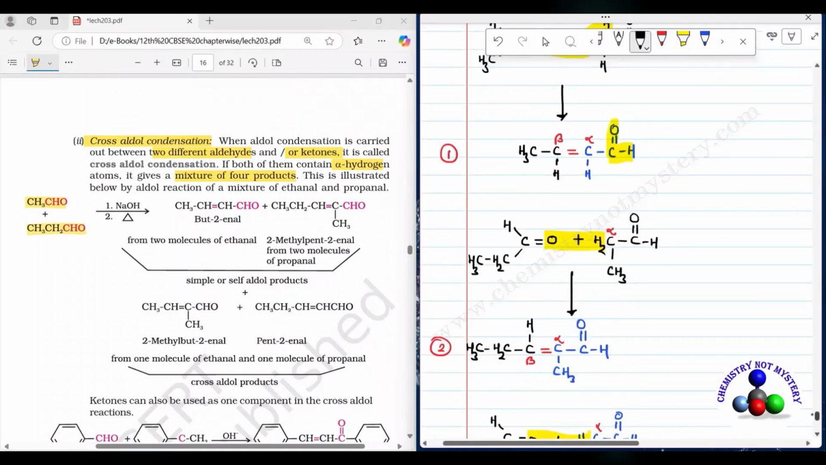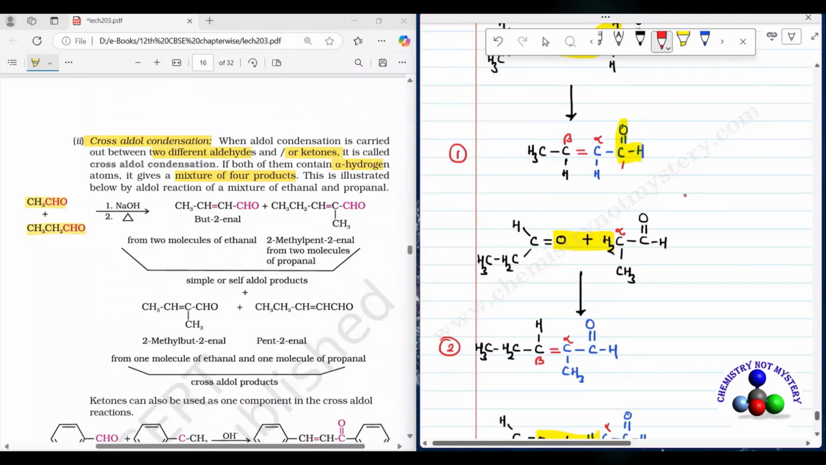Now write the IUPAC name of these products. First of all, number the chain. So we will start numbering from here 1, 2, 3 and 4. As it contains a 4 carbon long chain, the parent name will be but. Double bond starts from the second carbon. So here we will write 2-en and it contains the aldehyde functional group. So here we will write al. So this is but-2-enal.